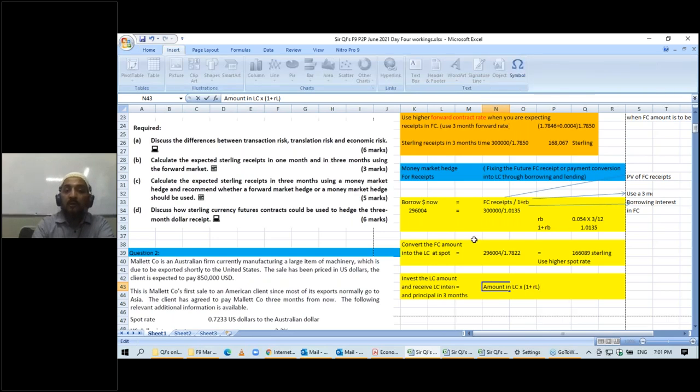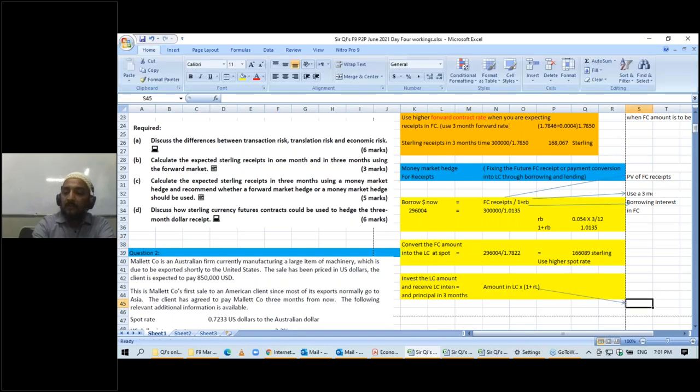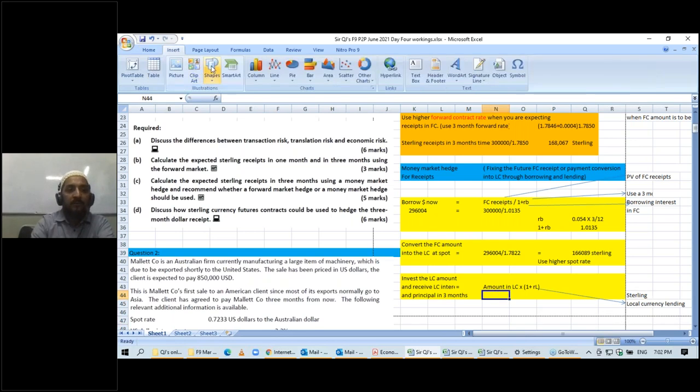Further, which rate: local currency lending rate or foreign currency? Simple. If you are borrowing local currency, use the local currency borrowing rate. If you are lending foreign currency, use the foreign currency rate. But over here we are lending local currency, so you will be using the local currency lending rate or investment rate, right? So you will be using the sterling local currency lending rate.